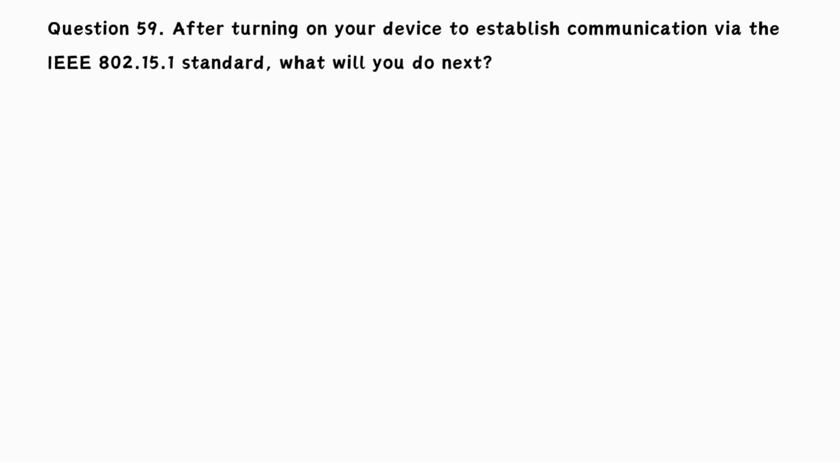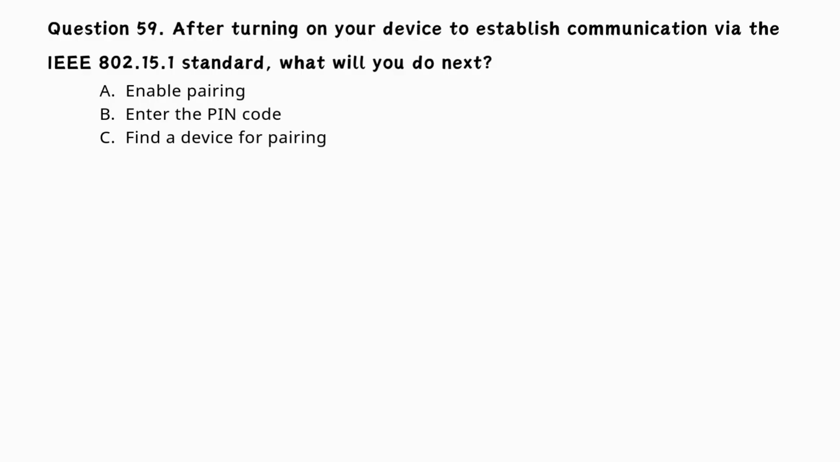Question 59. After turning on your device to establish communication via the IEEE 802.15.1 standard, what will you do next? A. Enable pairing. B. Enter the PIN code. C. Find a device for pairing. D. Open port 802.15.1.